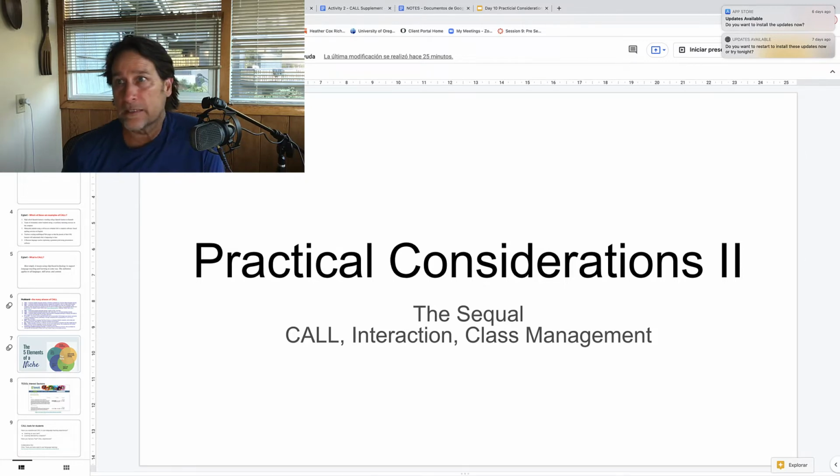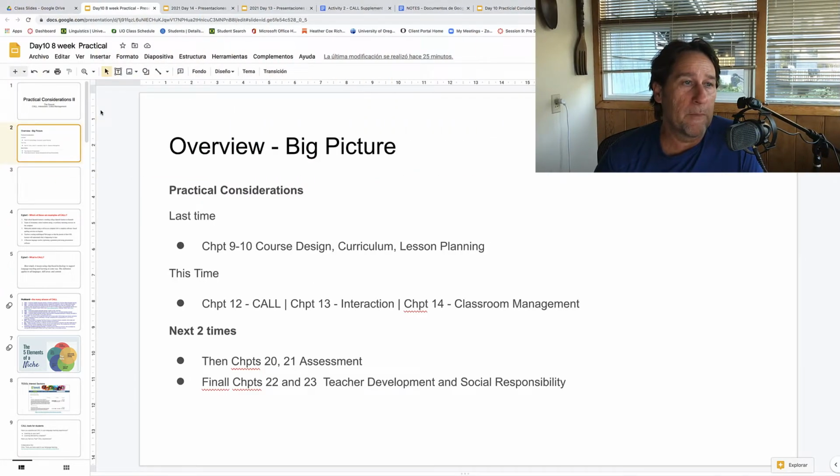So let's get started. There's a lot to get through. I want to start with the overall big picture here. Last class and this class, we're talking about practical considerations. Earlier, we were talking much more theoretical about things, and now we're talking about lots of practical things. In particular, this class, we're going to be talking about CAL, computer-assisted language learning, interaction, and classroom management.